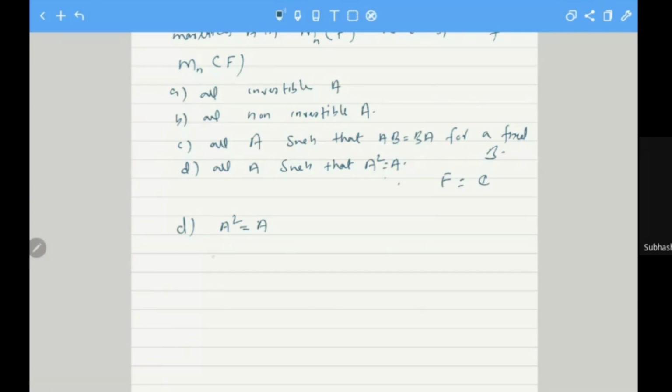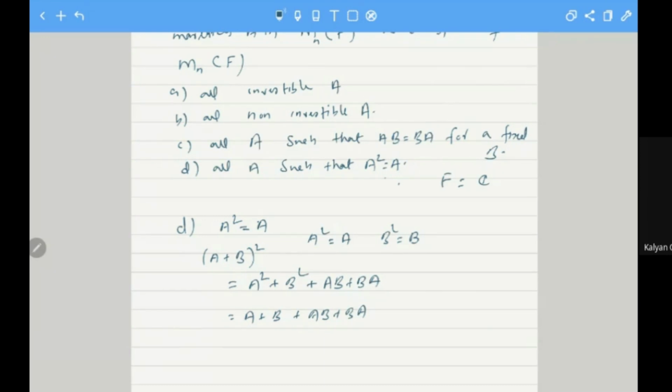So what you need to show? You consider some A and B, where A squared equals A and B squared equals B. To produce some (A plus B) squared. (A plus B) squared is what? It will be A squared plus B squared plus AB plus BA. So A squared is A and B squared is B, plus AB plus BA.